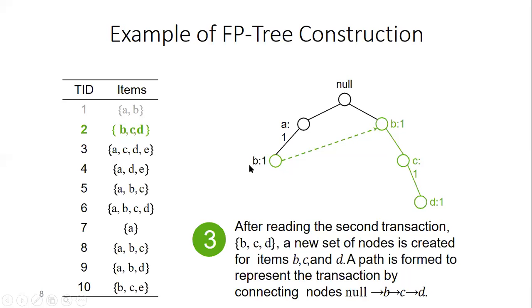Yes or no? Why am I not starting from here? Because this branch is starting from A, but item A is not purchased in the transaction. So that's the reason I have started a new branch. So that branch is B, C, D.